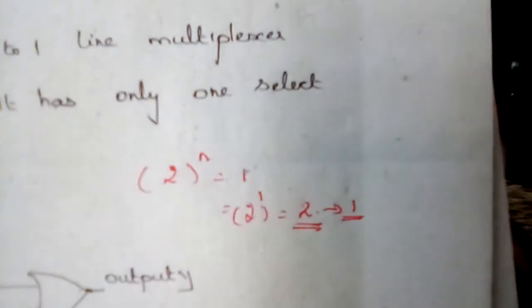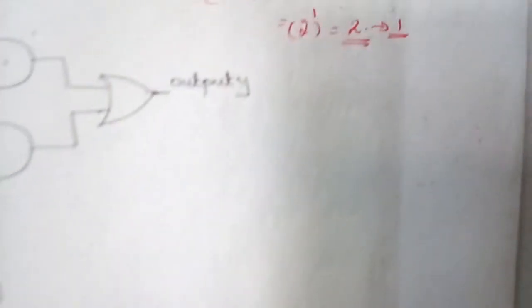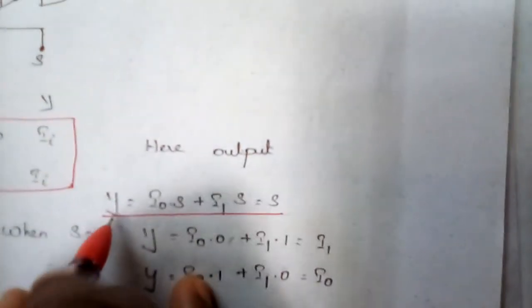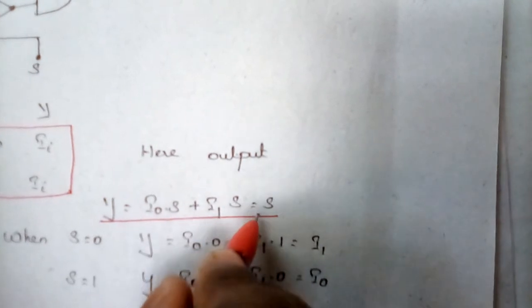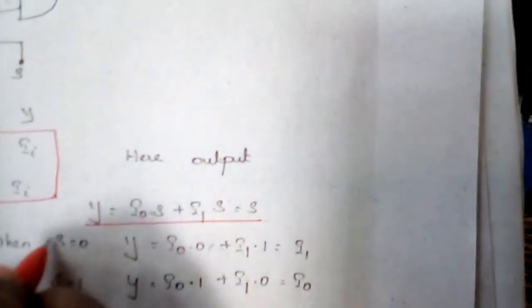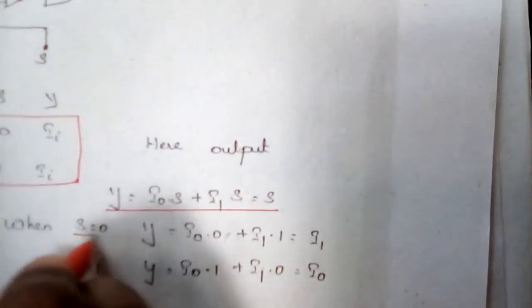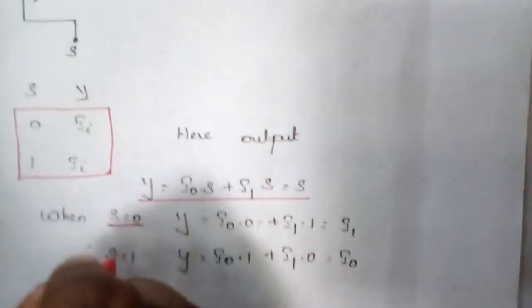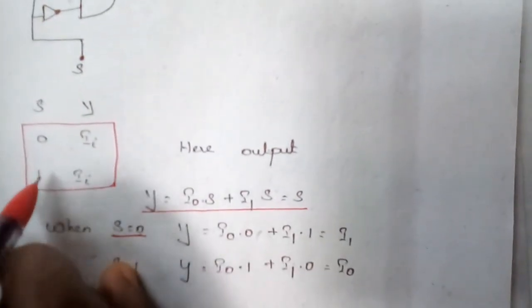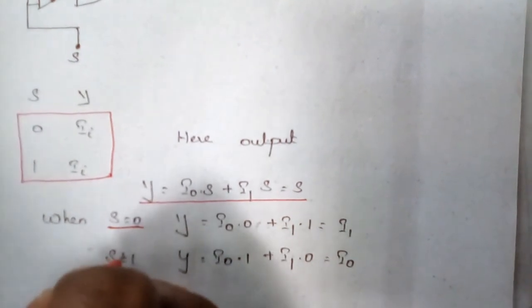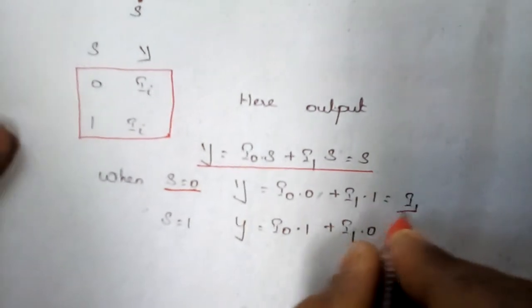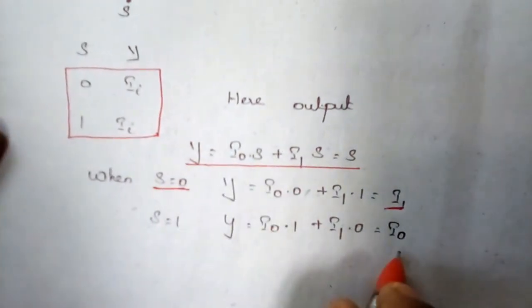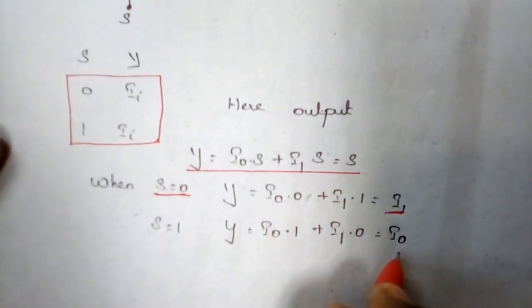In this case, we have the output Y equal to I0 S' plus I1 S. Since we have only one data selector, I am substituting two conditions. If S is 0, I have the output as I0, and if S is 1, I have the output as I1.